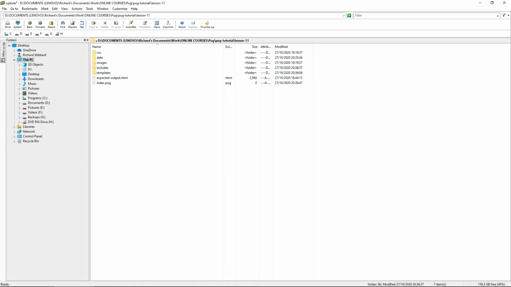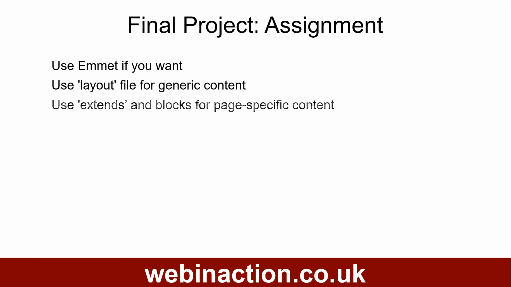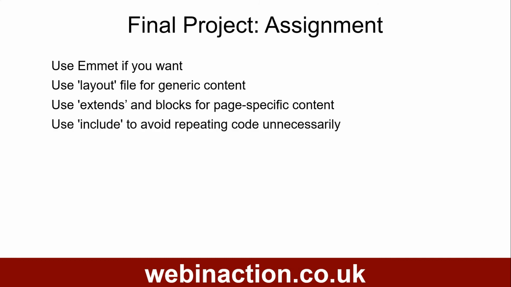I would like you to put into practice everything I've taught you in the course to write the pug files for the project and compile them to HTML. Use Emmet if you like to speed up typing. The layout file should contain the generic content which every page in the site will contain. Use extends to extend that and use blocks to insert page-specific content for the index page. Use include to avoid repeating code unnecessarily.